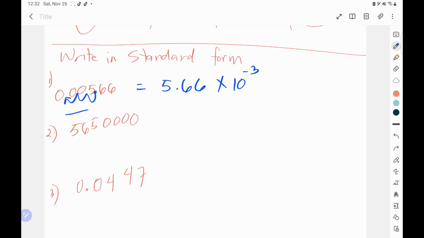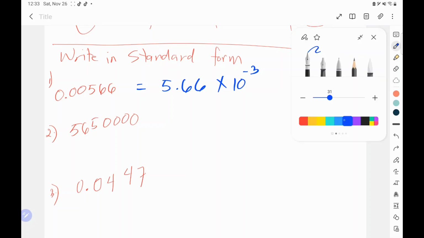Remember, so that you will not get confused, just think of this: the original value is less than 1. That means the exponent must always be negative if the original value is less than 1. Now for the next question here, the value is greater than 1, so the exponent here is positive.